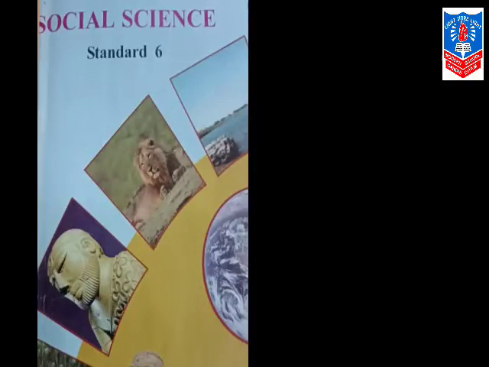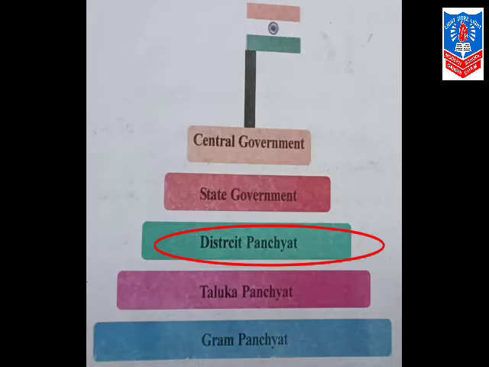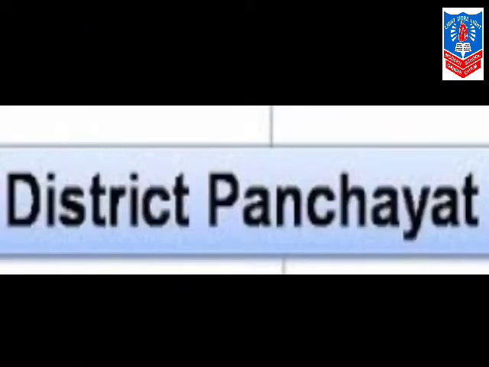Good morning students. Now let's start with subject Social Science chapter 16 Local Self-Government part 2. Now students, we will start with the third level, and that is District Panchayat. District Panchayat is at third level in the local self-government, as we have seen in the earlier picture also, and is the topmost level of three-dimensional Panchayati Raj.